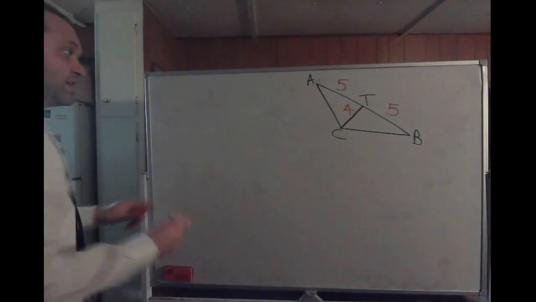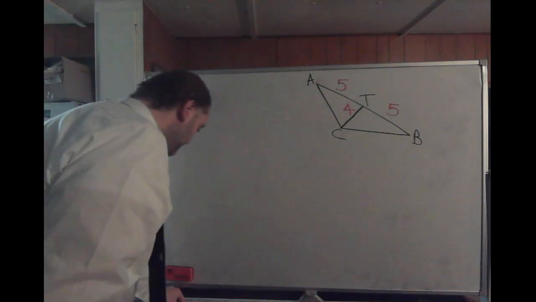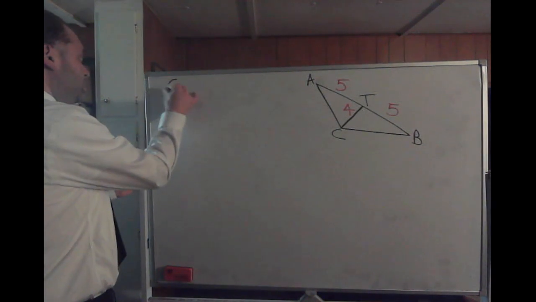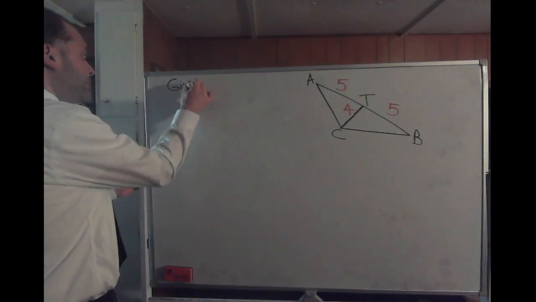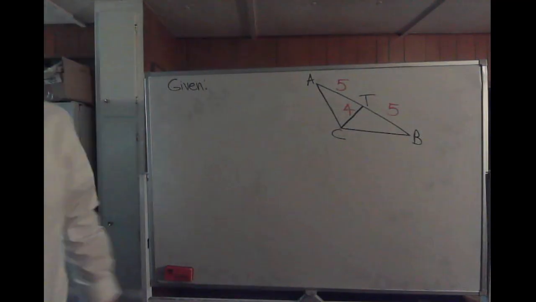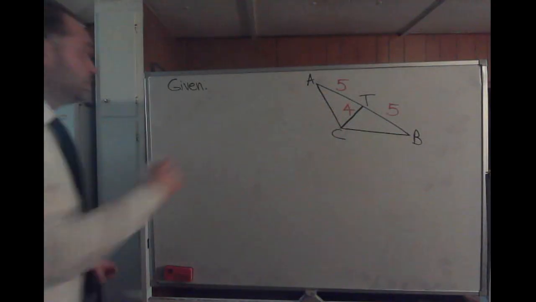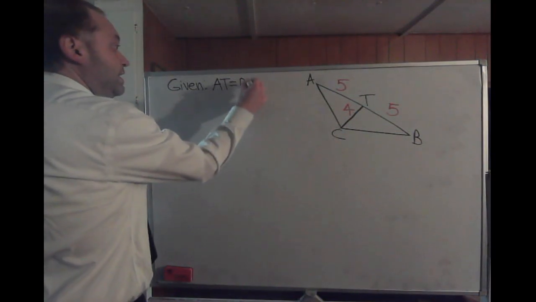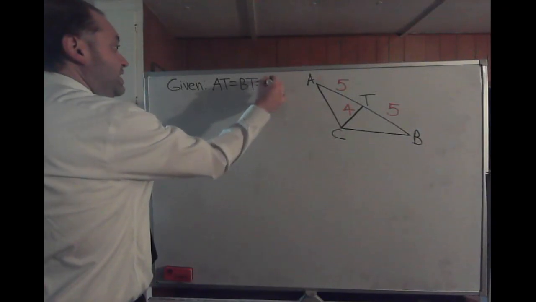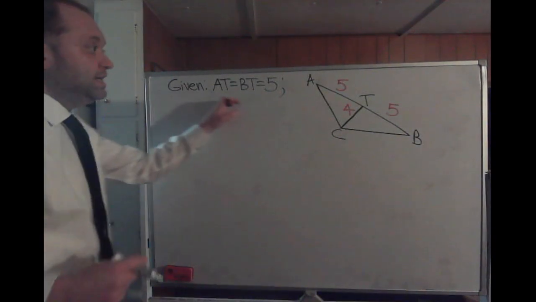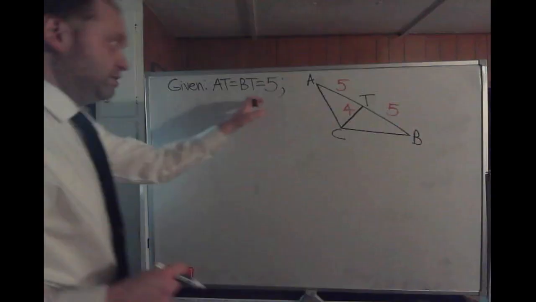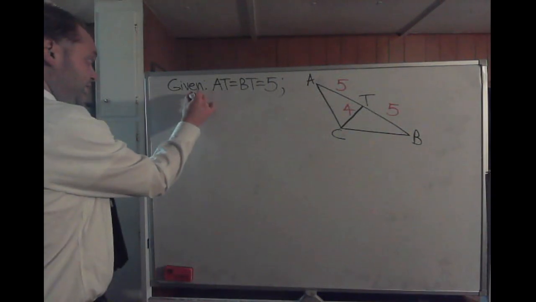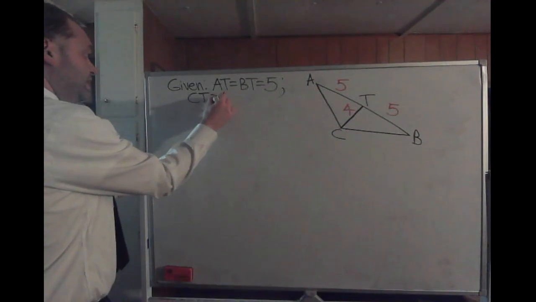So this is an interesting proof. What are we given this time? We are given that AT equals BT, which equals 5, right? So AT equals BT, and they both equal 5. We're given that CT equals 4.